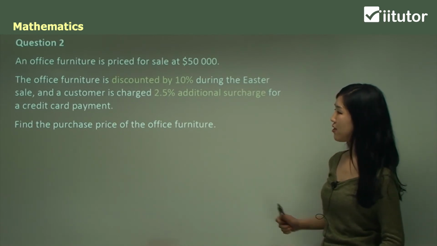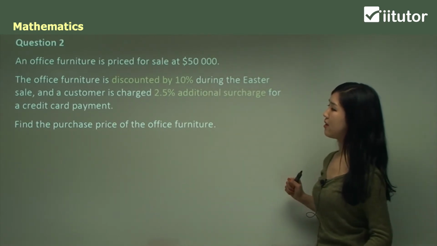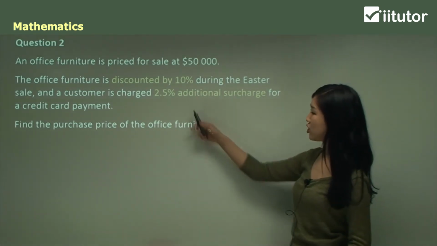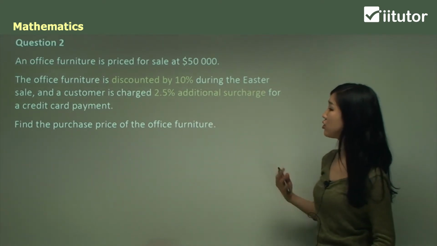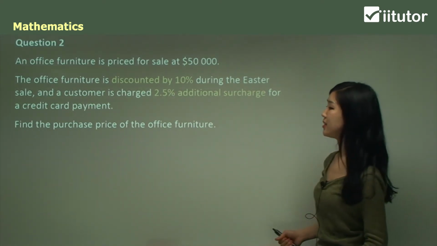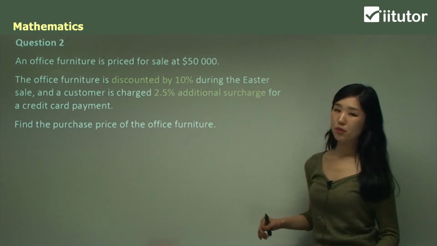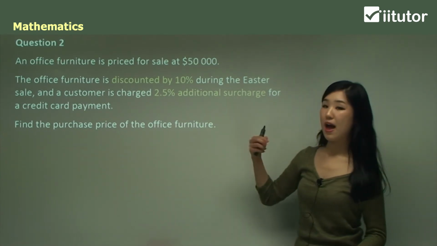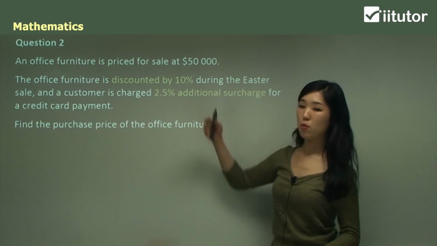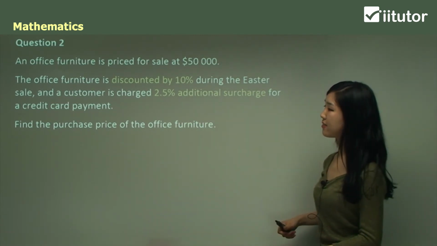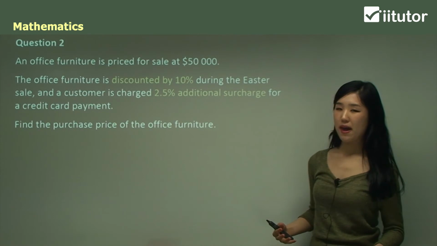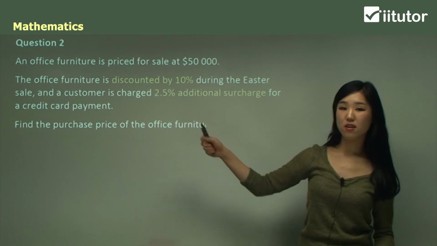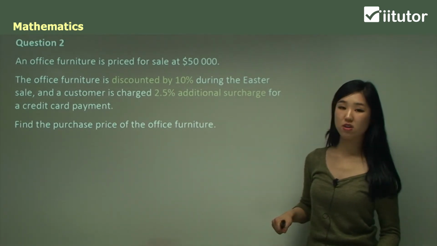Question 2. An office furniture is priced for sale at $50,000. The office furniture is discounted by 10% during the Easter sale, and a customer is charged 2.5% additional surcharge for a credit card payment. So find the purchase price of the office furniture. So guys, you've got to know the difference between discount and surcharge. Surcharge is when we add on top of what we pay, and discount is when we cut down what we pay. Often shops don't like payments by credit card, they would rather have cash. So if you pay by credit card, some shops do take an additional surcharge.